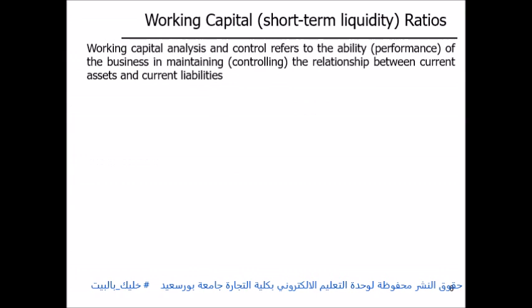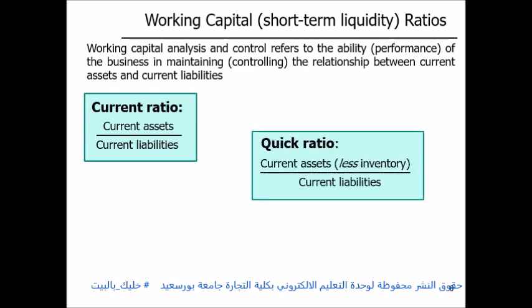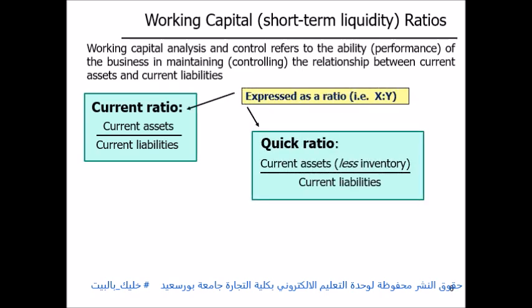How to calculate the working capital ratio? Working capital analysis and control refers to the ability of the business to maintain the relationship between current assets and current liabilities. We have two main ratios, the current ratio and the quick ratio.